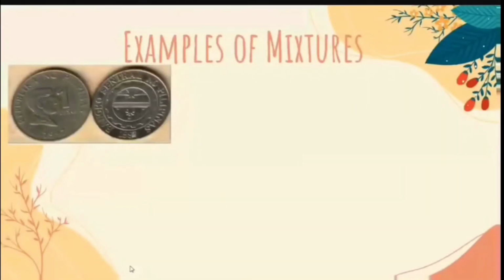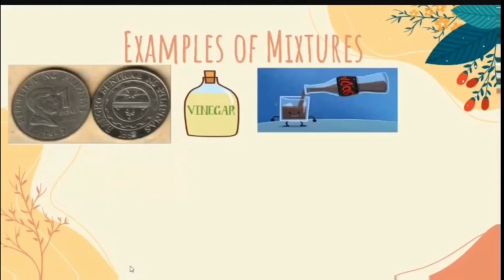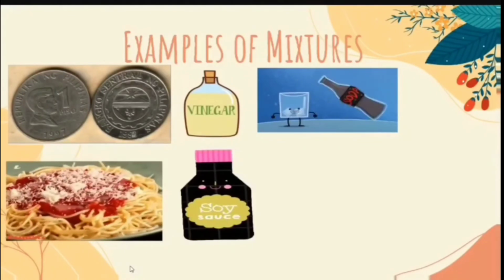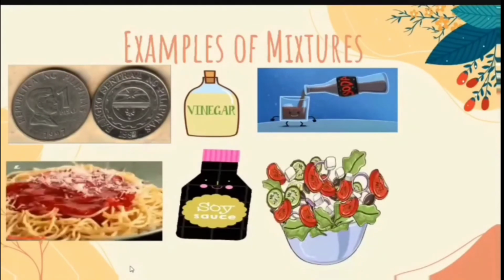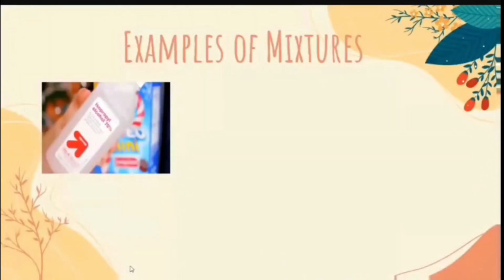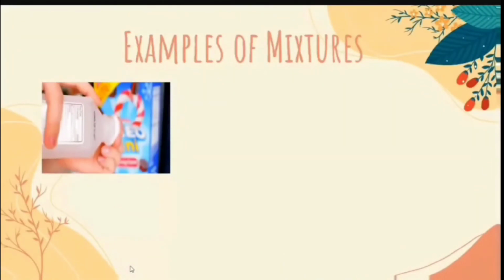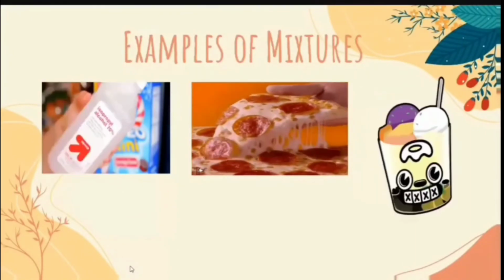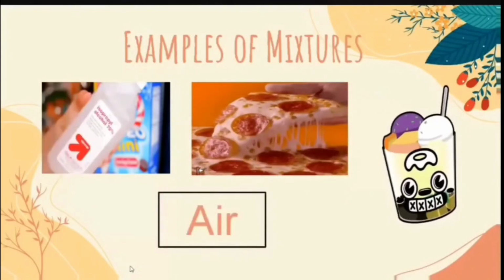Examples of mixtures are coins, which are called an alloy. Alloy is a combination of 2 or more metals and non-metals. Vinegar, combination of acetic acid and water. Soda, composed of water, sugar, and carbon dioxide. Spaghetti, soy sauce, salad, fruit juices, rubbing alcohol, which is made of isopropyl alcohol and water. Pizza, halo-halo, and air. Air is a combination of different gases.